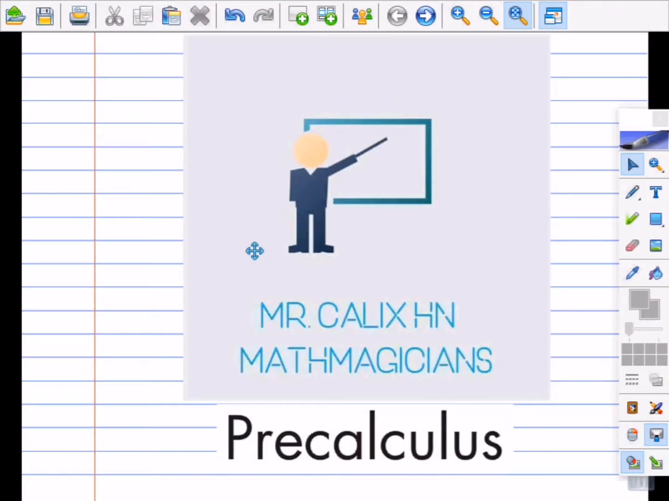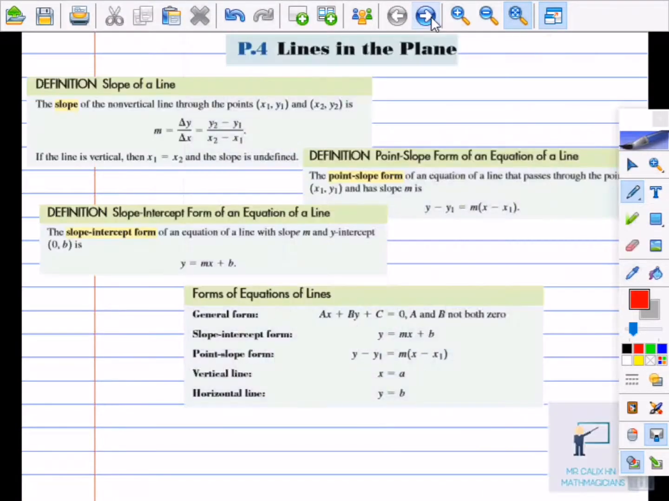We will continue with our Precalculus course. Our topic for today is lines in the plane, which is the fourth prerequisite. On this page, you can see four definitions: the slope formula, the point-slope formula, the slope-intercept form, and the general form of a line.